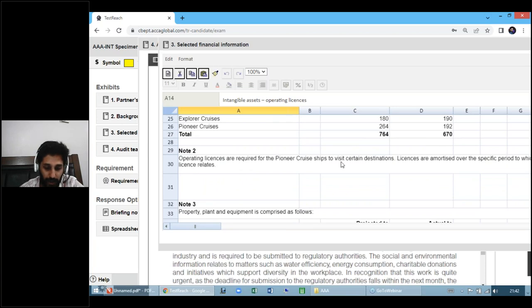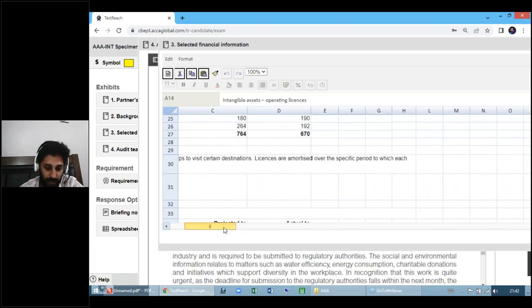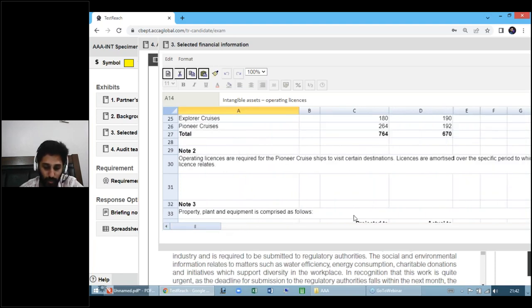Operating licenses are required for Pioneer to visit the certain destination. Licenses are amortized over the specific period to which it relates. Will you please give me any idea which accounting standard is being applied here? Now, few people are writing about IAS 38. Come on, this is not the risk of IAS 38.